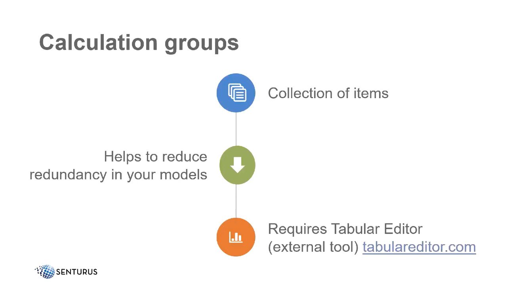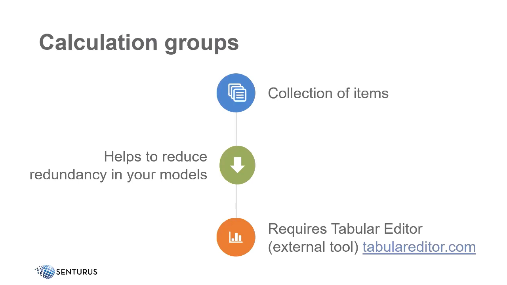Calculation groups allow you to put a collection of items together. It really can help clean your model up. I think a lot of you would agree that when you are building something with a measure, take, for example, sales or profit, you need current profit, month-to-date profit, quarter-to-date profit, year-to-date profit, prior month-to-date profit, prior quarter month-to-date profit, and so on. You really need 9 measures for that one single calculated measure.